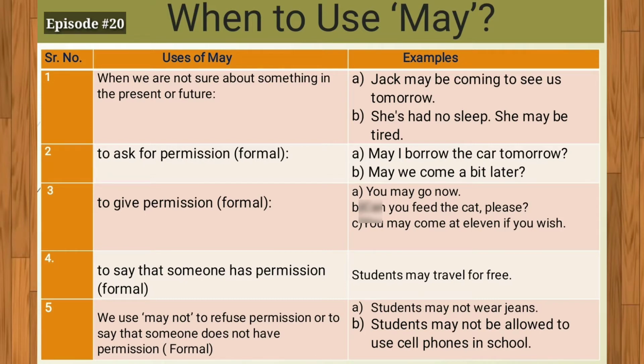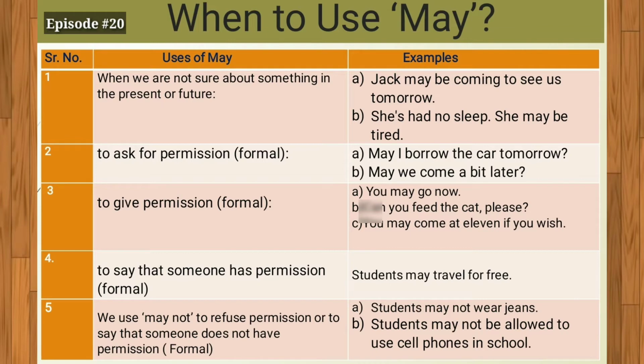Next is to give permission. To give permission formally, we use the modal auxiliary may. For example, you may go now. You may come at 11 if you wish.